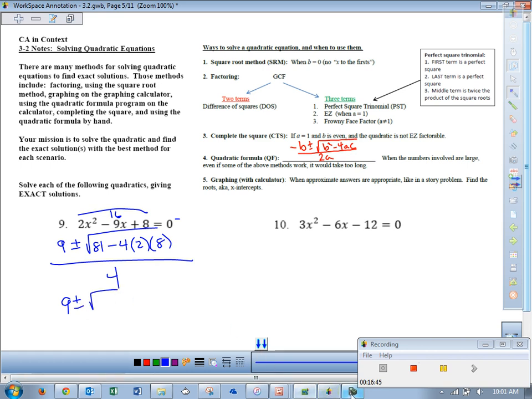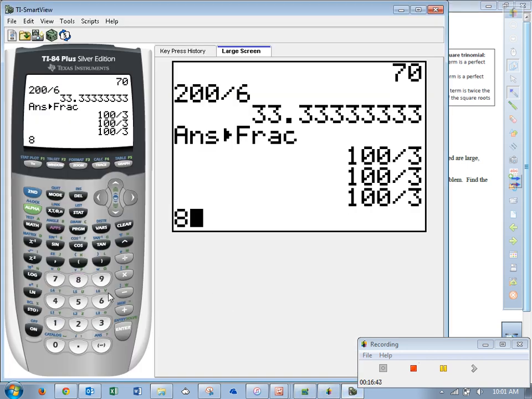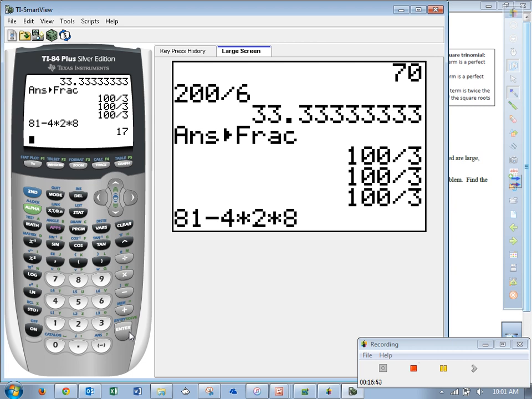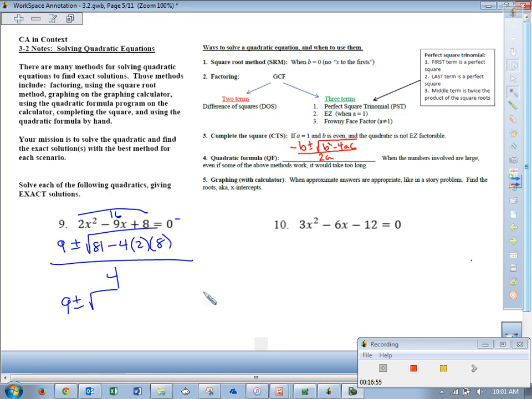81 minus 4 times 2 times 8. 17, is that what y'all are getting? Cool. That's good because you should not get a perfect square. We've already figured out that it wasn't factorable. If you get a perfect square underneath there, then you could have factored it. So it's whatever. We'll still solve it.